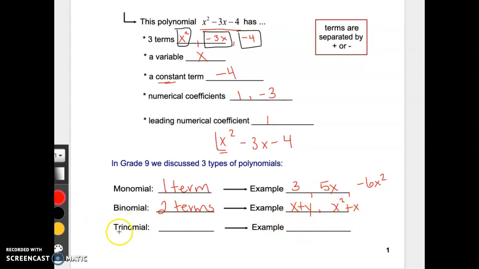And then unlike a trinomial, where a trinomial has three terms. And an example of that could be x squared plus 2x plus 3. You could also have x plus y plus 2. Okay, anything with three terms.